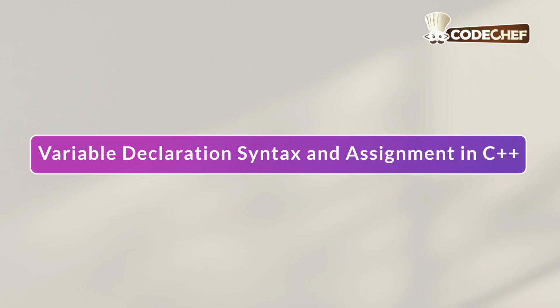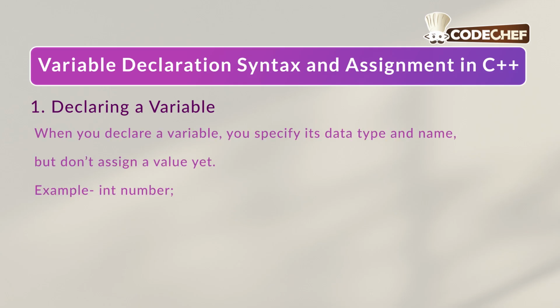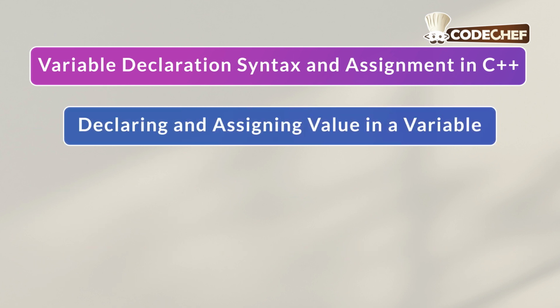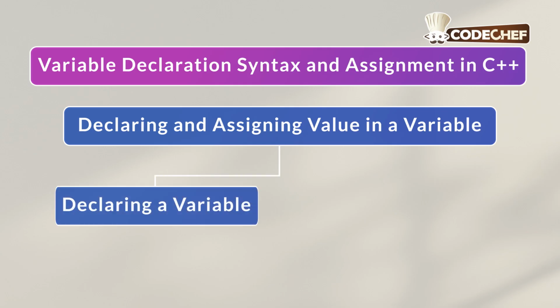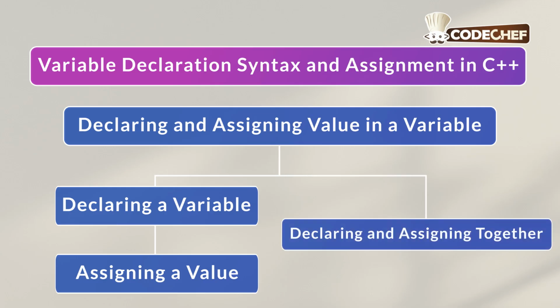Now, variable declaration syntax and assignment in C++. There are two ways to declare a variable, but before that let's understand what it means to declare and assign a value to a variable. In C++, declaring a variable means telling the compiler to reserve memory for a variable of a specific data type, and assigning a value means storing some data in that variable. There are two ways to do that in C++. First is a two-step method in which we first declare the variable and then assign a value, and in the second one, both tasks are done at the same time.